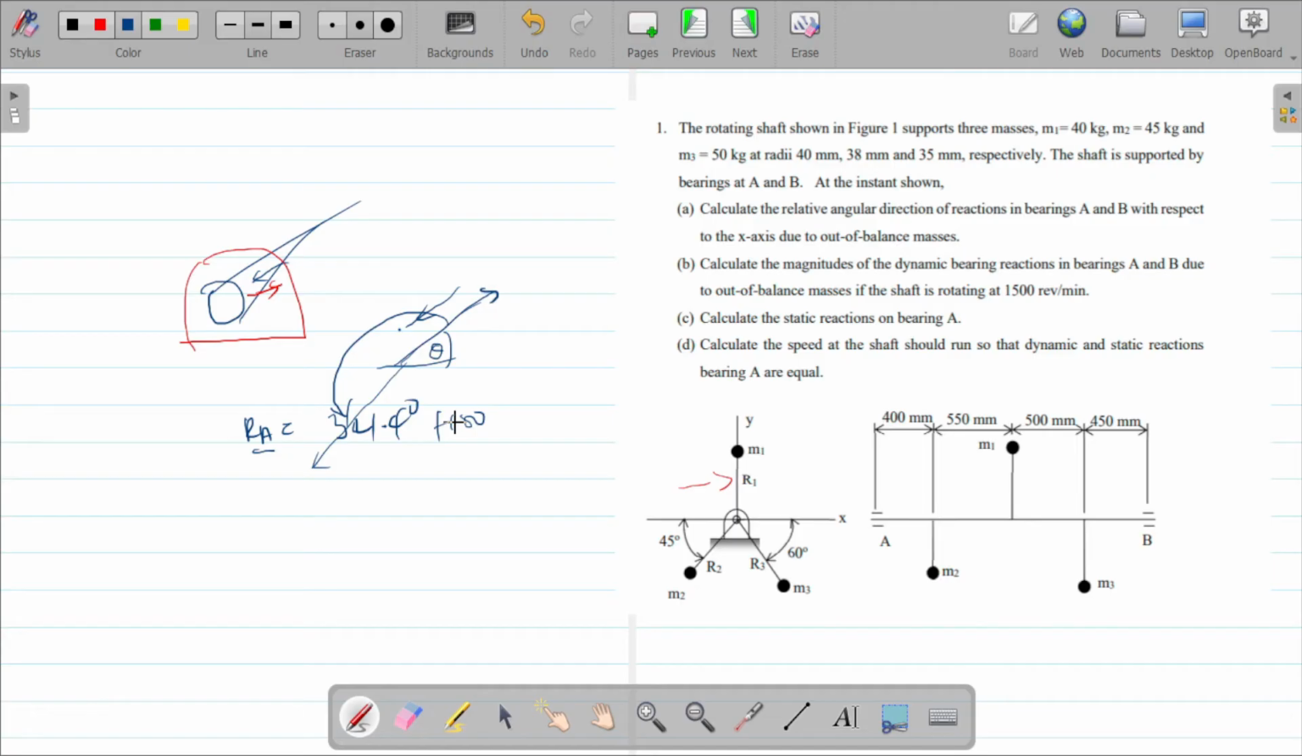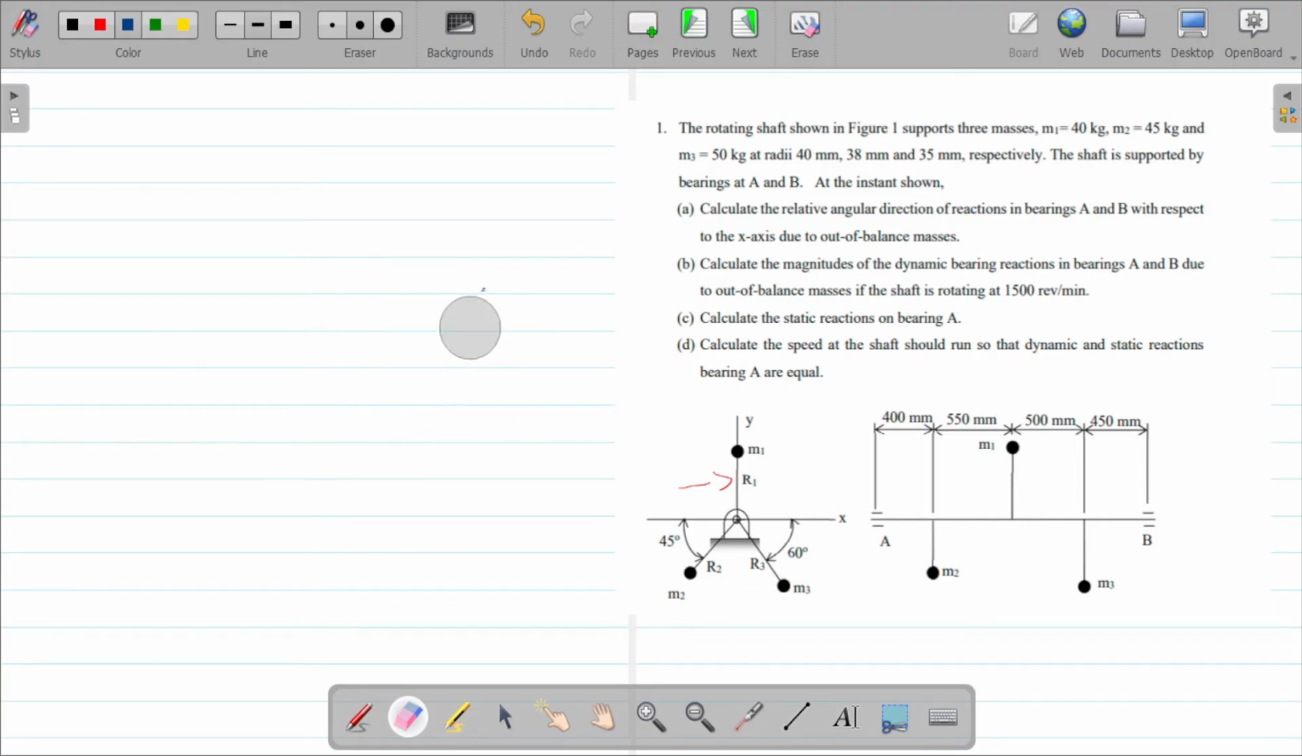That is if we are looking at the reaction the bearing is putting on the shaft. But in this case, you're looking at the reaction the shaft is putting on the bearing. So we are just going to maintain the angles. Since it didn't change, theta A is 34.4, theta B is 124.1.